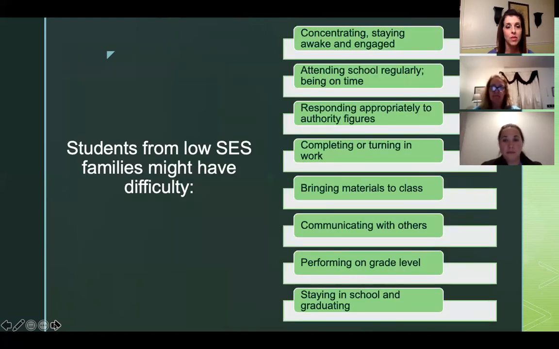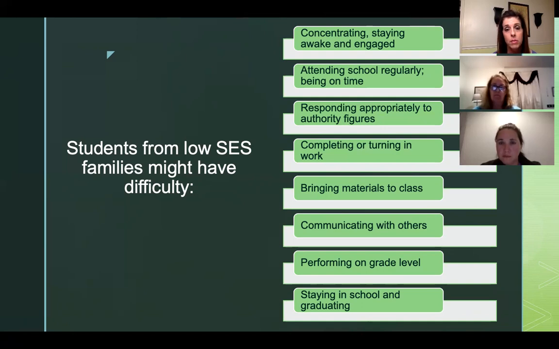Yes, and as Dorinda said, the home life, the issues at home do end up spilling over and causing issues for some of the children in school. And these are some of the difficulties that these students from low socioeconomic status families could have. They have difficulty concentrating and staying awake and engaged, which relates to what she had mentioned about the lack of sleep, or the few hours of sleep that they get.